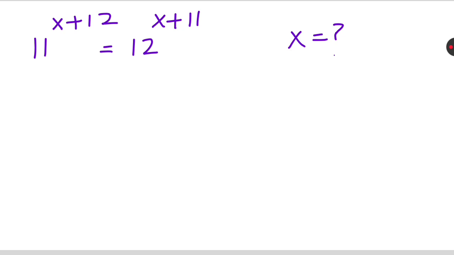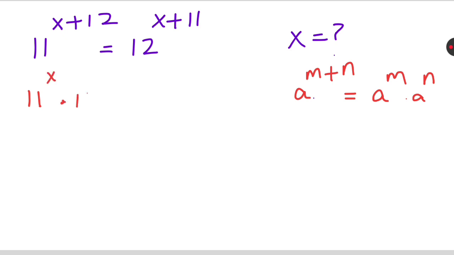The left hand side, 11 raised to the power of x plus 12, is in the form of a raised to the power of m plus n. So we can write this as a raised to the power of m times a raised to the power of n. When bases are the same, we can add the exponents. Using this property, we can write our given expression as 11 raised to the power of x times 11 raised to the power of 12.